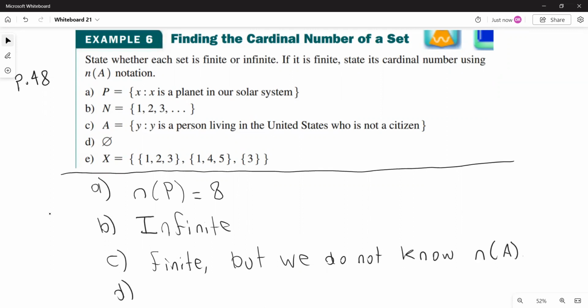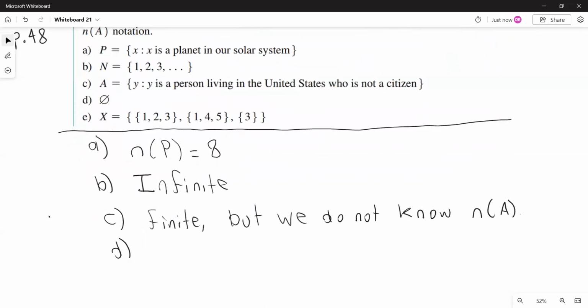D, the empty set has no elements. This is a finite set, and the number of elements of the empty set, if the empty set has no elements, is 0. And in part D, each element of this set, each element of the set is a set.